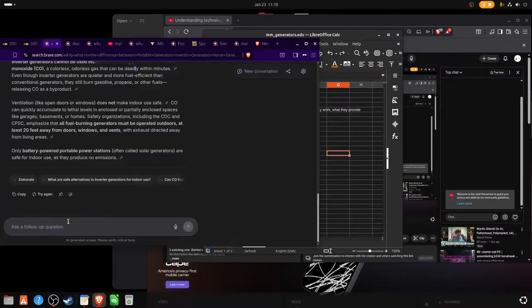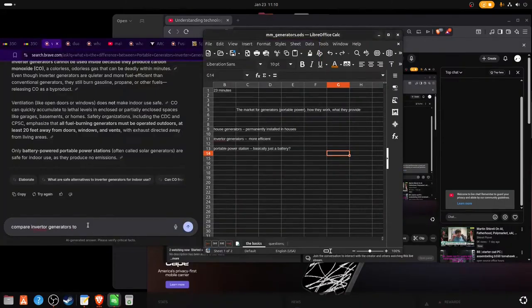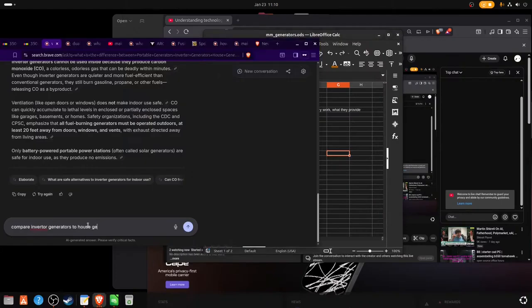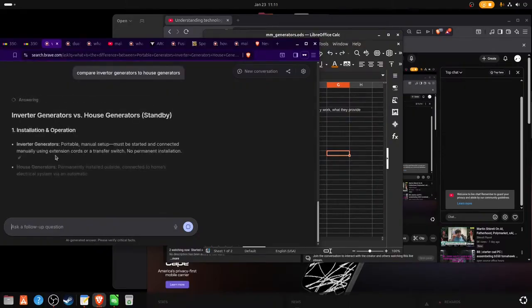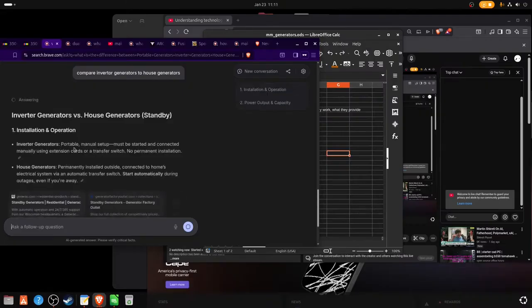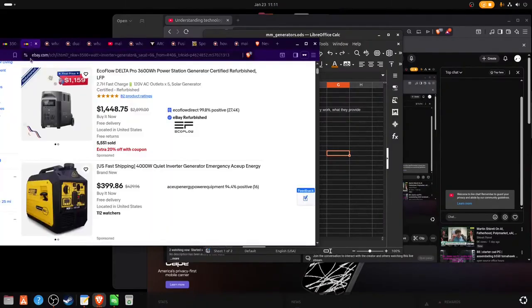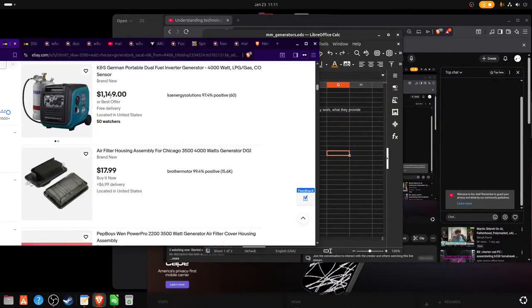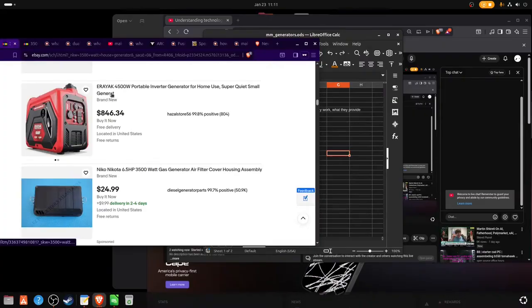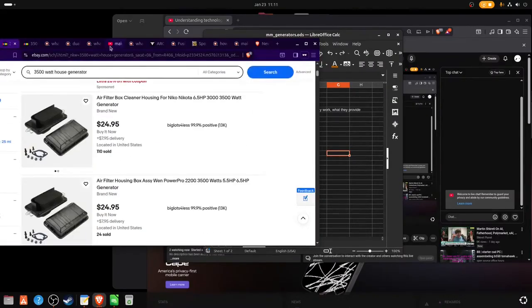And we are going to run this again. Compare inverter generators to house generators. I don't know, this is ridiculous. The wording is not right here. Again, LLM fails. I want to know what the name of that thing is.